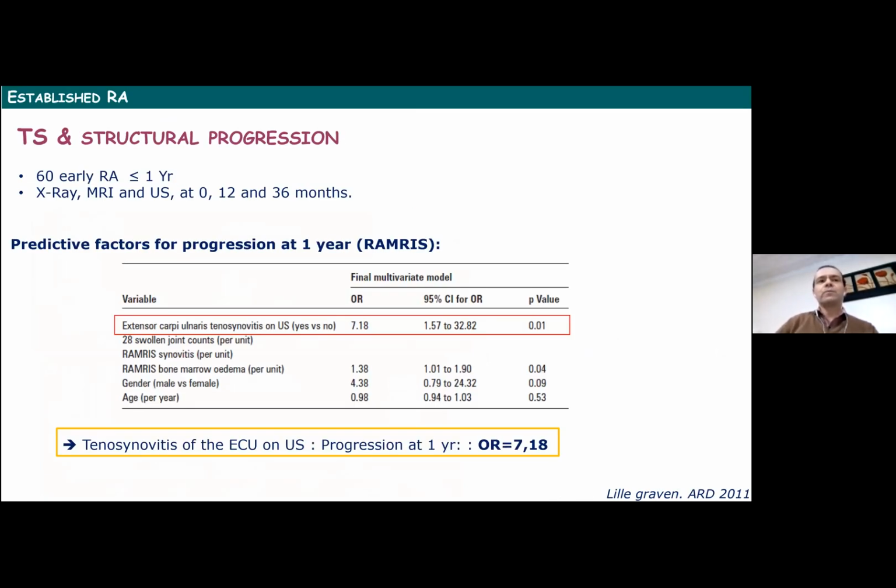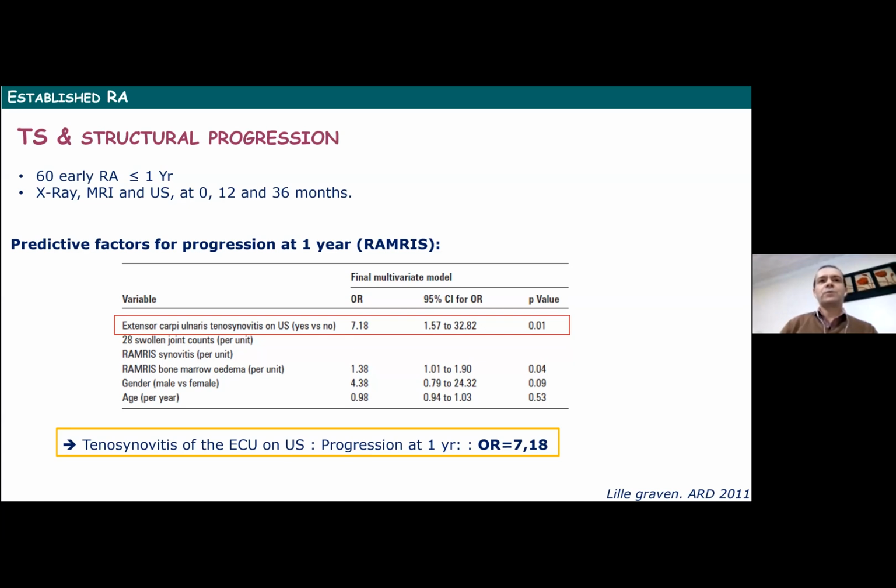Tenosynovitis also has another interest in predicting structural progression in established rheumatoid arthritis. Here is an MRI and ultrasound study that included 60 early rheumatoid arthritis patients of 1 year of evolution. All patients benefited from X-rays, MRI, and ultrasound at inclusion, at 12 months and at 36 months.